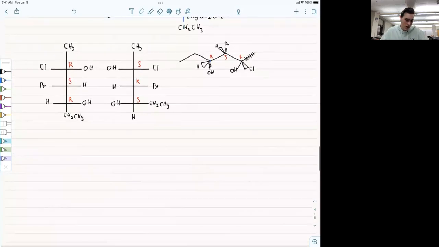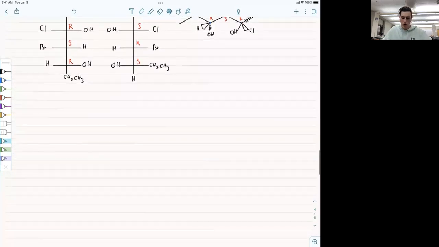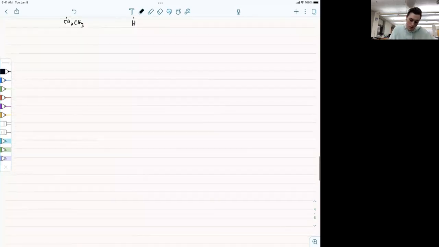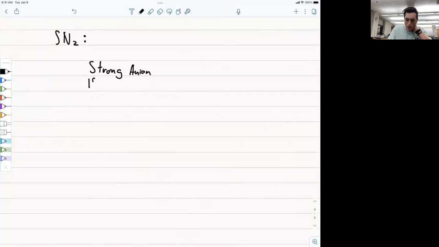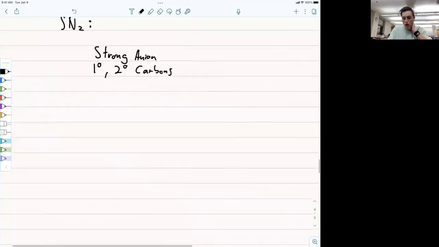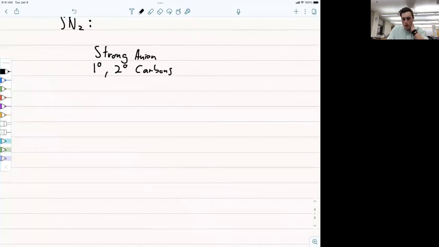So that's Fischer projections, and now we can get into everybody's favorite reactions. So we'll start with an SN2 reaction, and we know a few things about SN2. So I'll write that up here. SN2, and just things we know about it, is that it takes place with a strong anion. We also know that it works with primary or secondary carbons. We also know that it produces an inversion of stereochemistry.